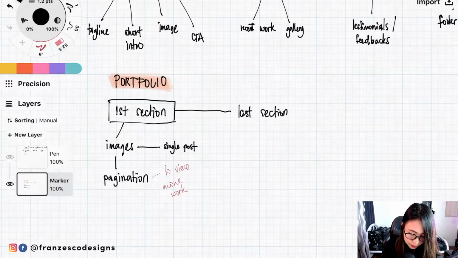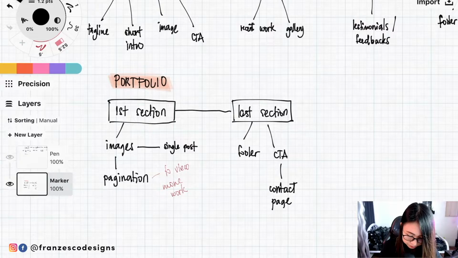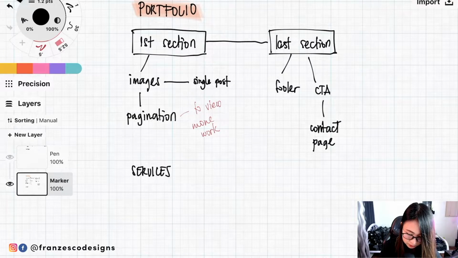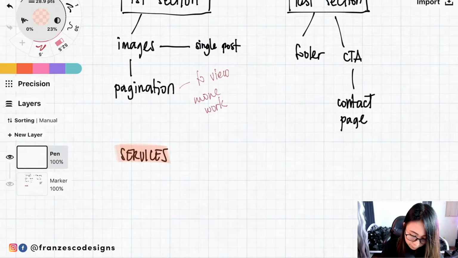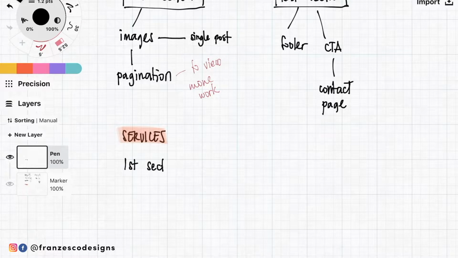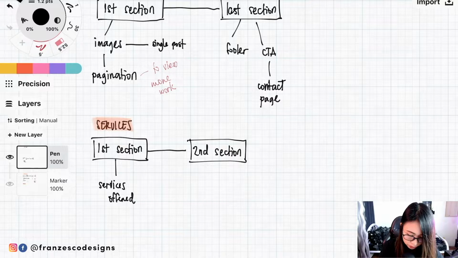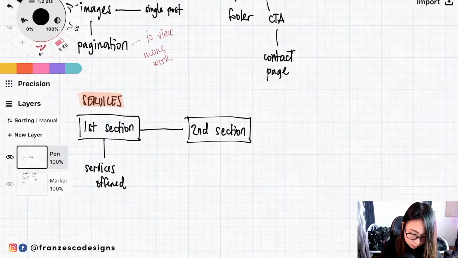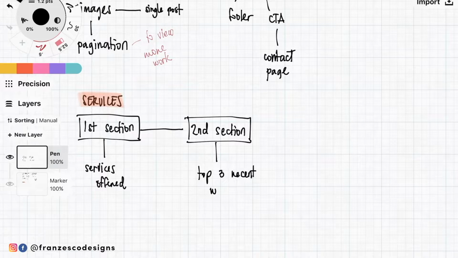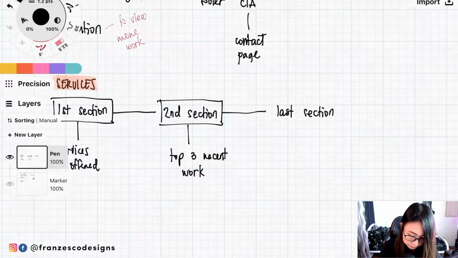Then, same with the homepage, the last section would be the footer with call to action button going to the contact page. Then, let's move on to the services page. So, this will start with the different services you offer. Then, the second section would be the highlight of your top 3 recent work. Then, the footer, of course.